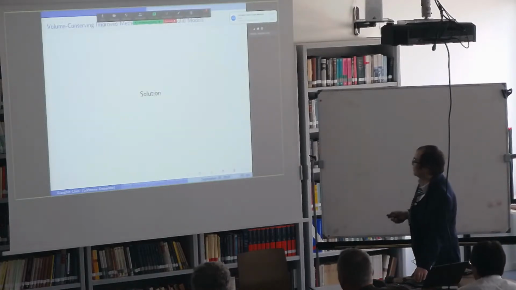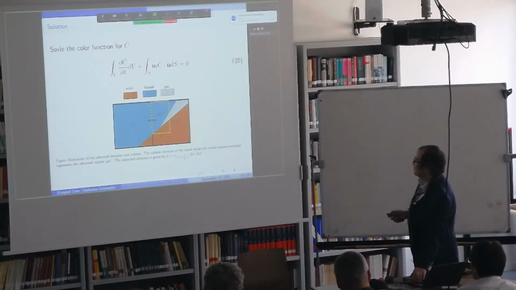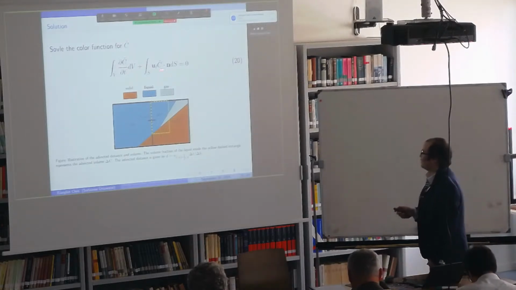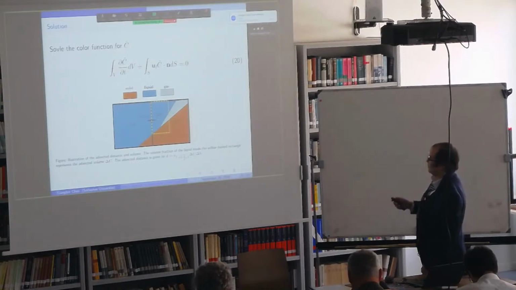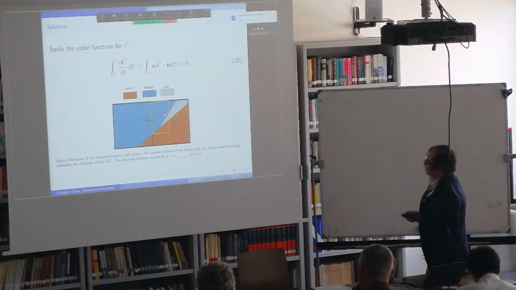So after knowing the reason, the solution is very direct: solve the color function for C-tilde, which is the true foam fraction, and the equation solved is the same as for the original foam fraction. It should be noticed that when you calculate the flux across the faces, you should truly calculate the foam fraction of the liquid.